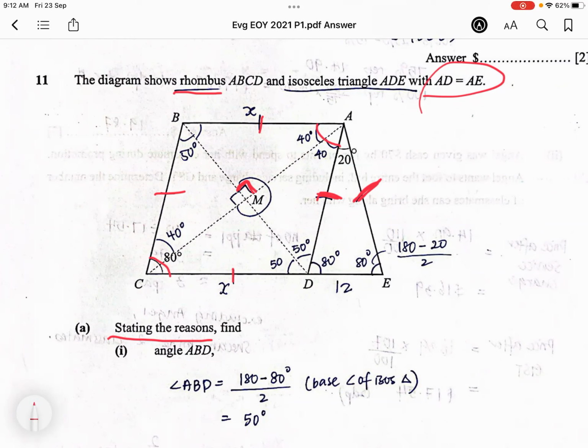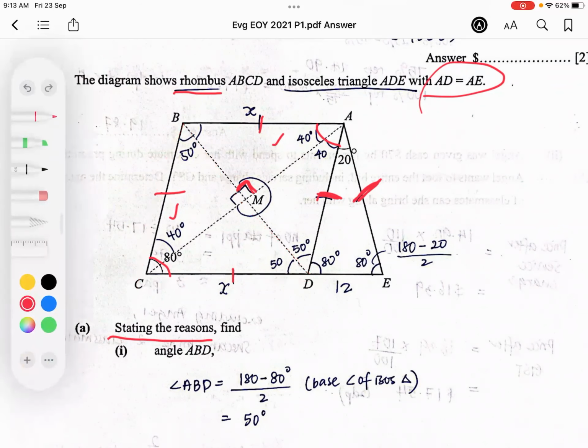For me to find ABD, I just took the isosceles triangle, 40, 40, then divided by 2. Okay, 50. Or you can take this triangle, 180 minus 80, divided by 2, 50. There are so many different ways to get the answer. Right? But please make sure you write them correctly.